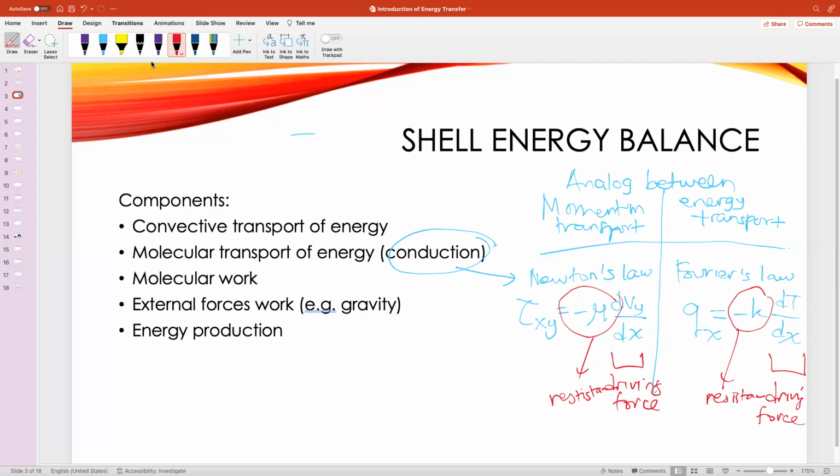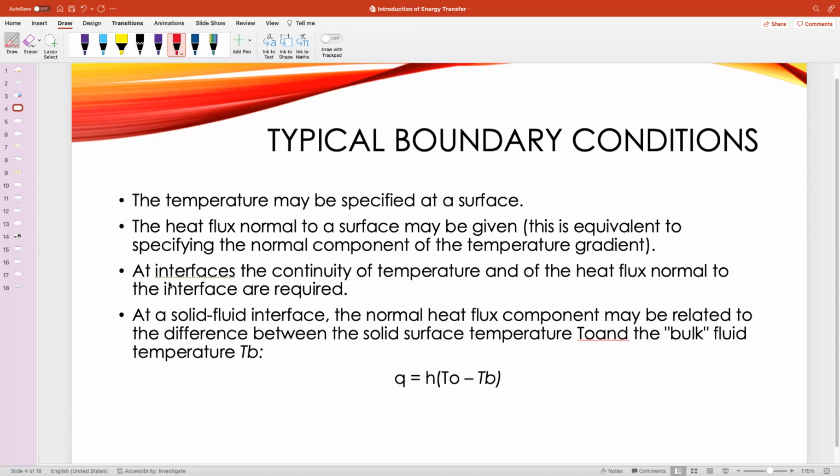Okay, so this one is called the momentum flux, and this one is called the heat flux. So it's quite similar between momentum transport and energy transport. And later, in the next module about mass transport, it is also analogous to momentum transport and energy transport. Then the molecular work, external forces and energy production, we'll see in a minute.